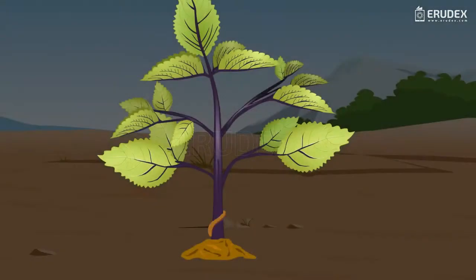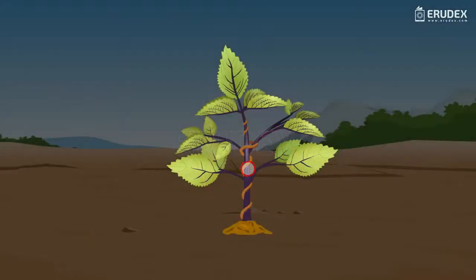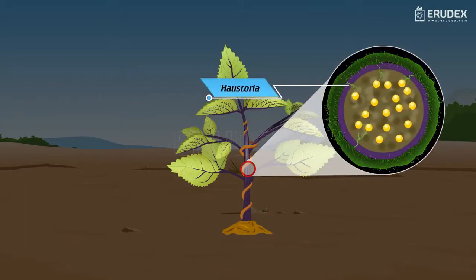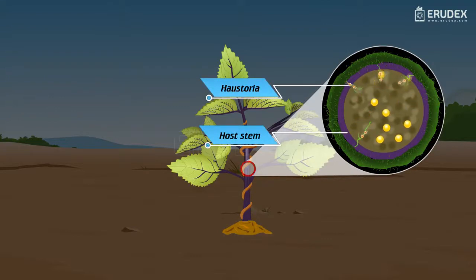Cuscuta is a parasitic plant which climbs over the host plant to obtain its nourishment. As cuscuta is devoid of chlorophyll, parasitic plants develop special roots called haustoria, which penetrate into the host stem and absorb instant nourishment from the host.